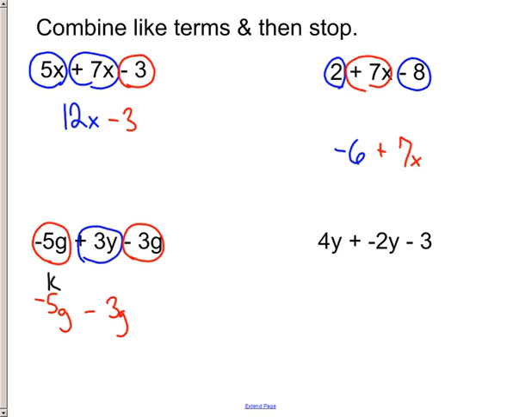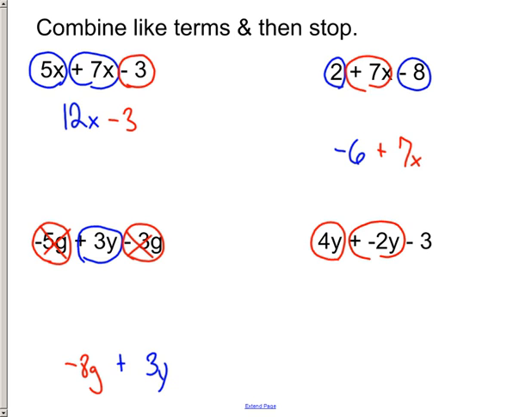Do you remember our rules? Keep, change, change. So keep, change, change. That would make it negative 8g. So I've combined my two terms that had the g, and it became negative 8g. And then I can just slide the term that's not a like term down here right beside it, and that would be plus 3y.